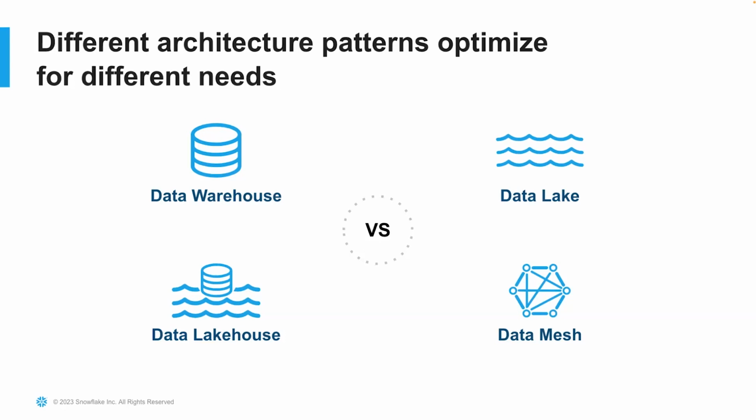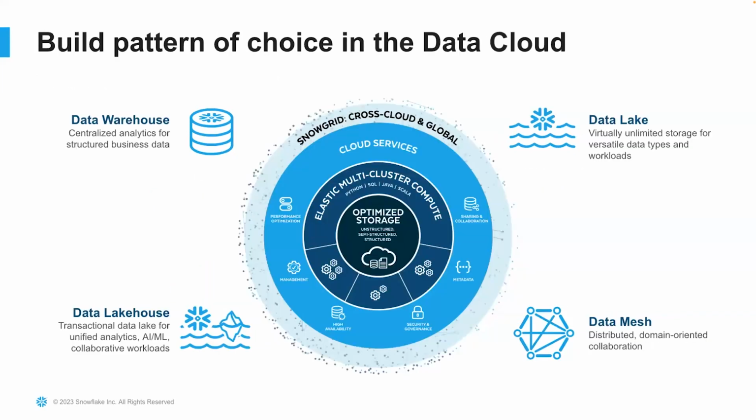Most platforms are optimized to serve just one of these patterns, but there's no one-size-fits-all architecture pattern across entire industries, let alone within a single organization or business. So how does this apply to Snowflake? Well, here's a representation of the Snowflake platform. It's made up of these various layers of storage, compute, cloud services, and the cross-cloud layer we call SnowGrid. With these pieces, customers build their architecture pattern of choice.